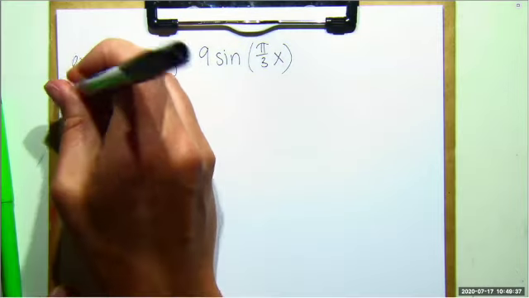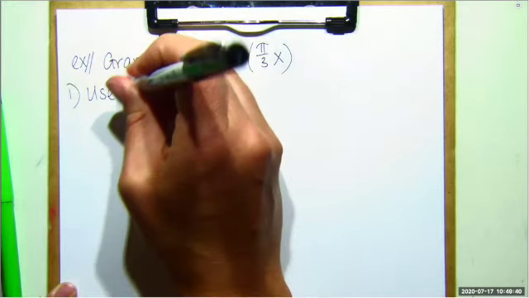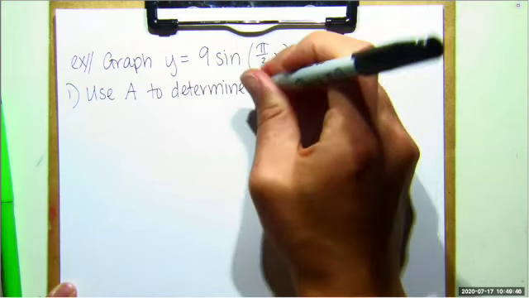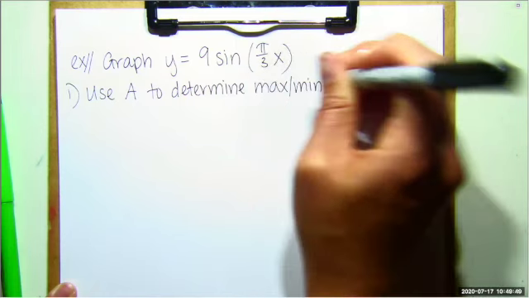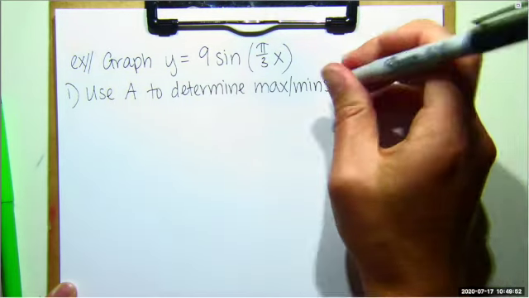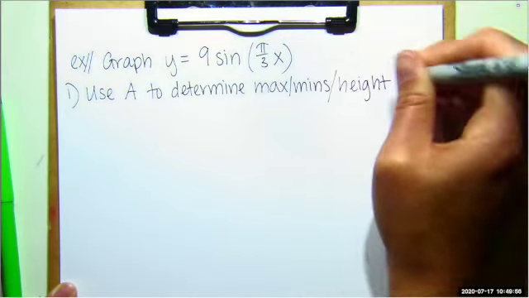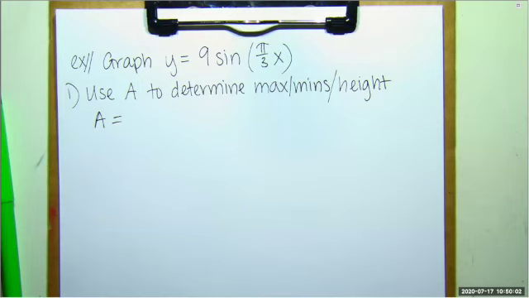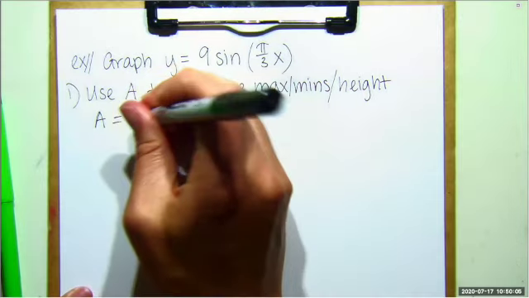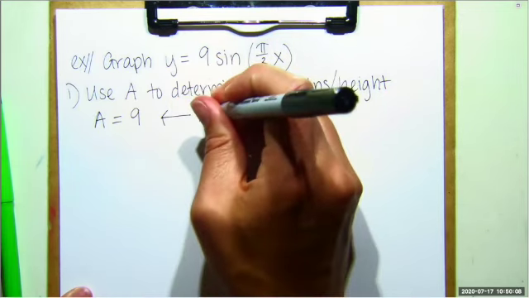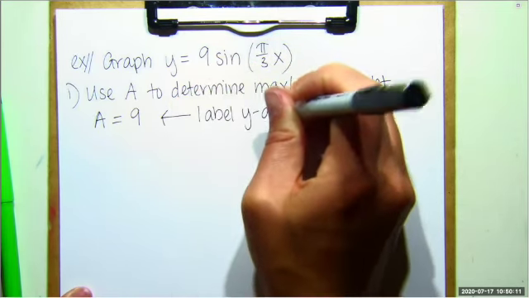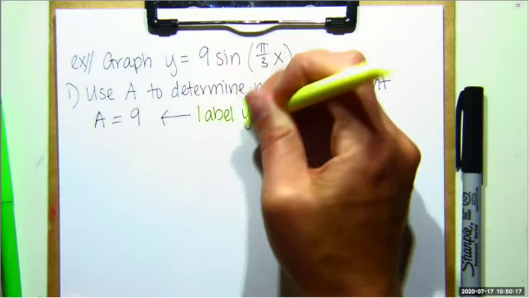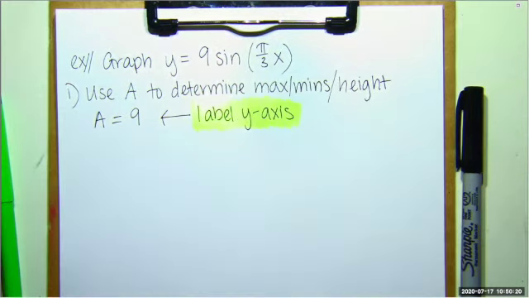All right, our first step, we're going to use the amplitude A to determine where the max and the mins of the graph are. In other words, the height of the wave. All right, so help me out with this one, guys. Our amplitude here is equal to what? Shout it out. 9. Okay, this is what we're going to use to label our y-axis. So previously, for sine and cosine, the max and the mins were 1 and -1. Now they're going to be 9 and -9.